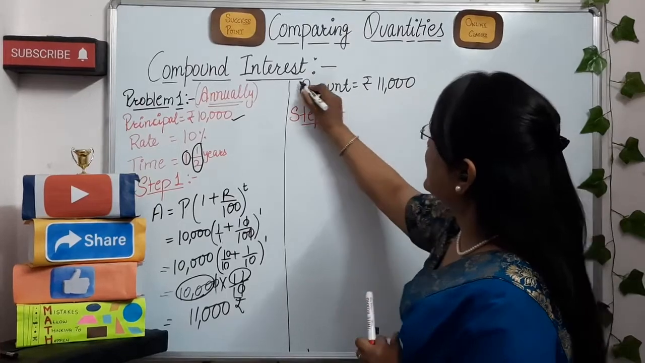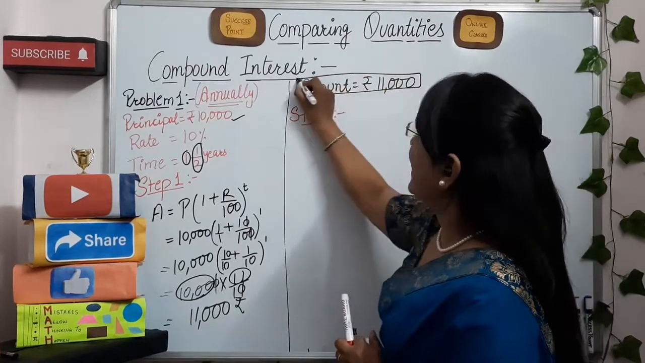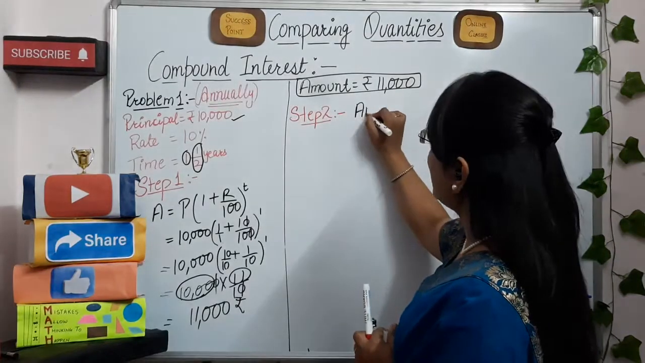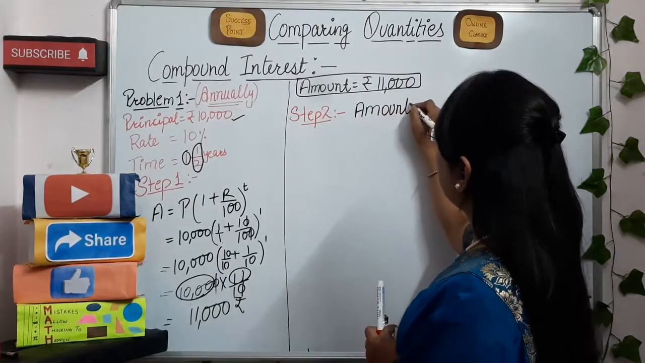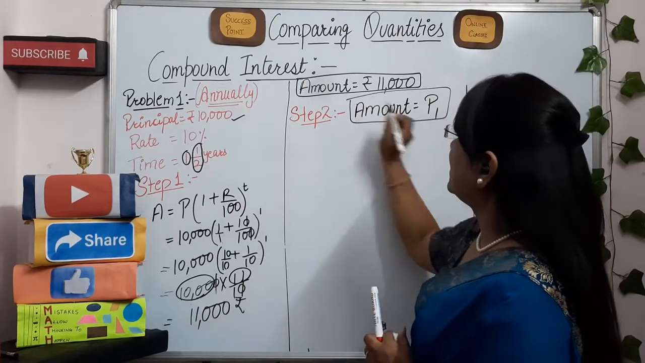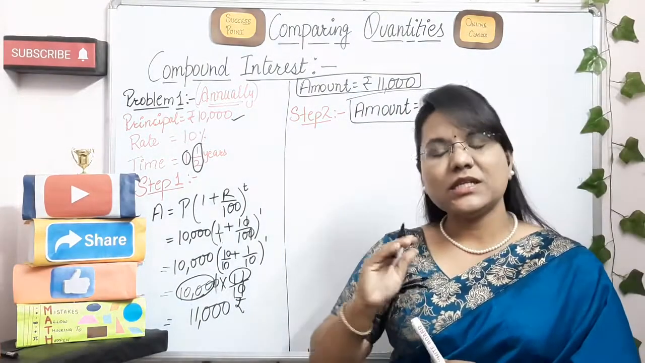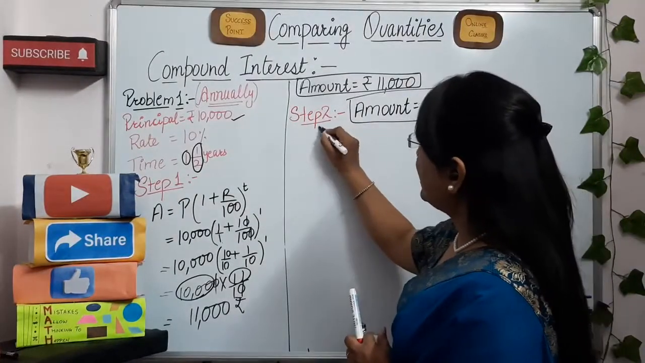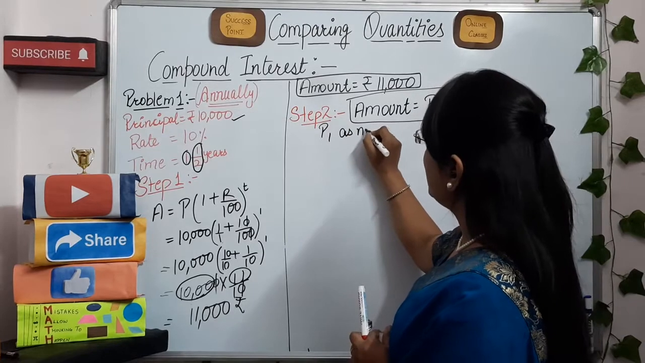Okay, let's check it now. So this is our final amount now, the final amount for the first year. Now let's check it. This amount we have to use as a new principal. So I just wrote it as P1. P1 means the new principal. If you want, you can write here P1 as the new principal.